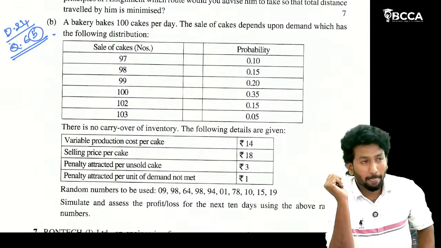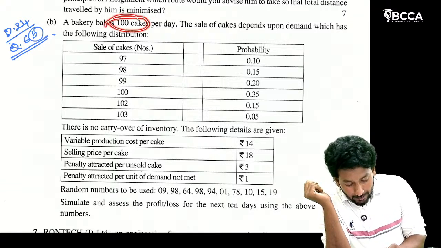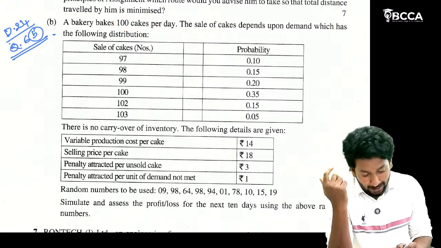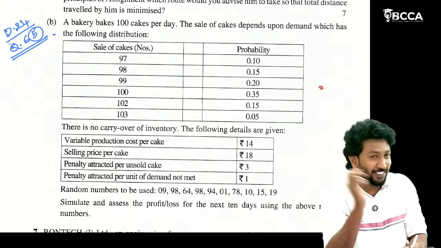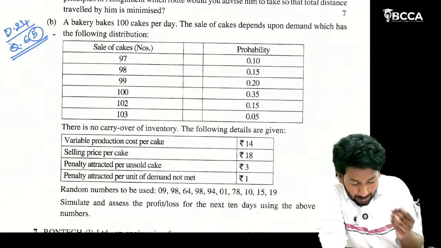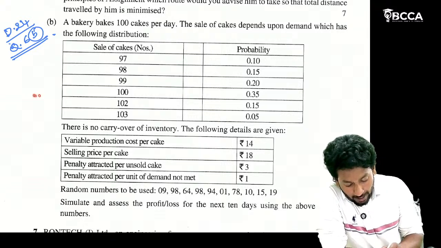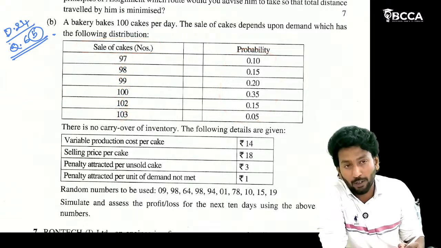Done. Okay, see, a bakery bakes 100 cakes per day. The sale of cakes depends upon demand, which has the following distribution. The sale of cakes: 97, 98, 99, 100, 102, 103. The respective probabilities they have given, sir.